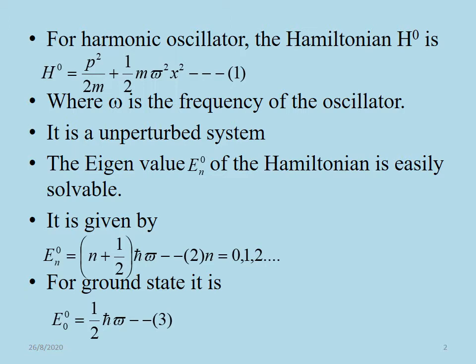If it is an unperturbed system, this Hamiltonian is easily solvable using Schrodinger equation. The eigenvalue En of 0 is equal to (n plus half) h cross omega, where n varies from 0, 1, 2, 3. If you are considering a ground state, n is equal to 0, so E0 of 0 is equal to half h cross omega.